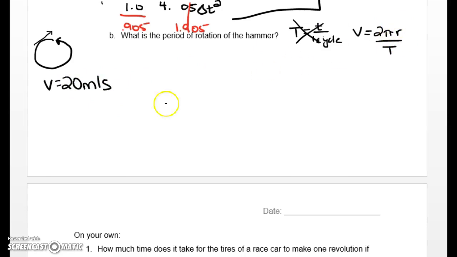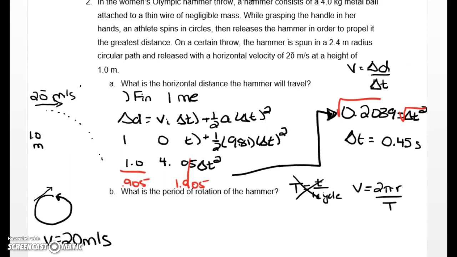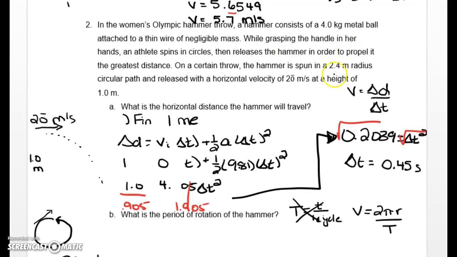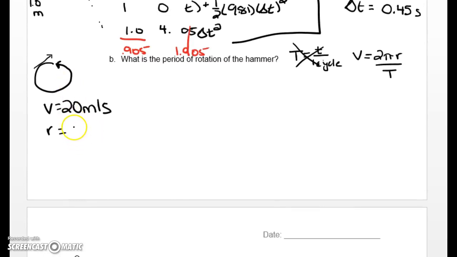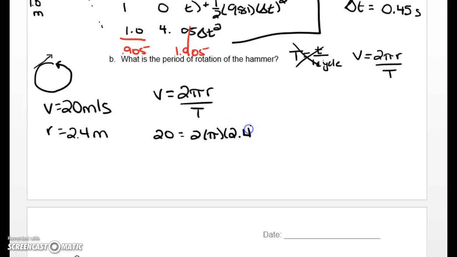And then the other thing that we need to know is our radius. If you go back to the question above, we were told that the hammer was spun with a 2.4 meter radius. This is actually all that we need to know to solve for our period. So our speed there was 20, and then we had 2 times pi times the radius of 2.4, divided by T.